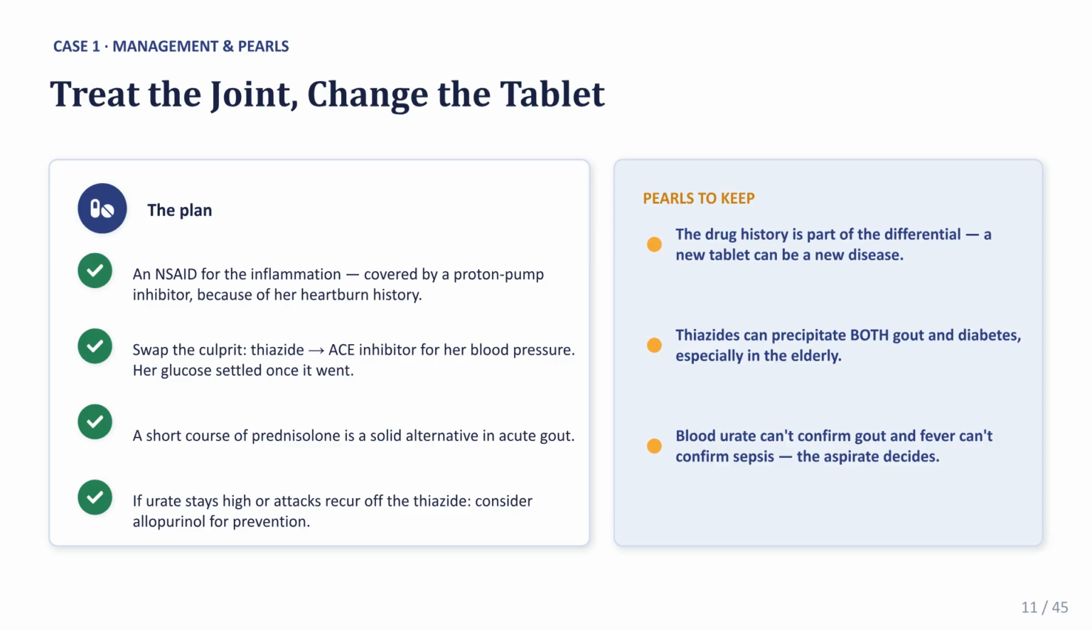Management involves treating the acute flare with an anti-inflammatory and replacing the culprit medication. Switching from a thiazide to an ACE inhibitor can help normalize both her blood pressure and metabolic profile. Remember these pearls. Always review the drug history, be aware of thiazide side effects, and trust the joint aspirate over symptoms or blood markers alone.